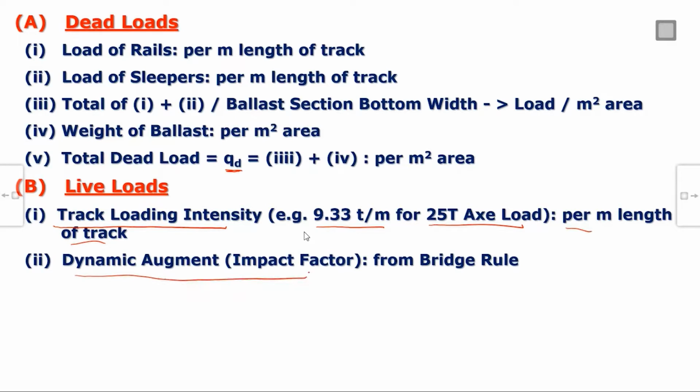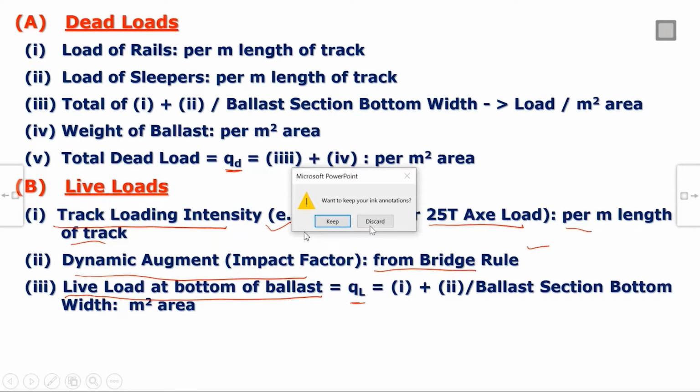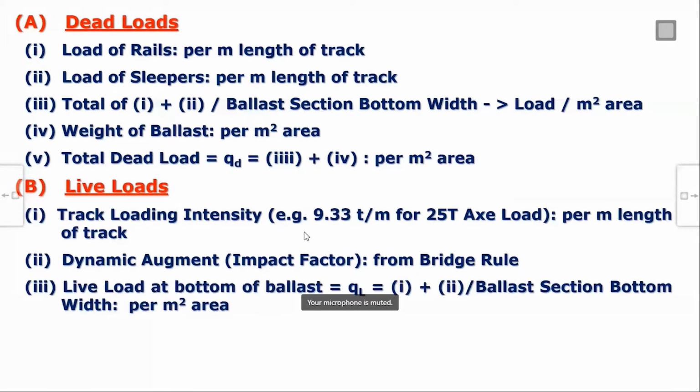Then take dynamic augment or impact factor, which is given from bridge rule, and then live load at bottom of ballast QL will be equal to (1 plus impact factor) times 9.33 divided by ballast section bottom width, again whatever, 5.5 meter or so, and this is also per square meter area. So we have calculated QD, and we have calculated QL. If you are doing it for highway, the only thing is to take highway loading and their standard. Since I am going as per G18 railway loading, I have taken railway loads.